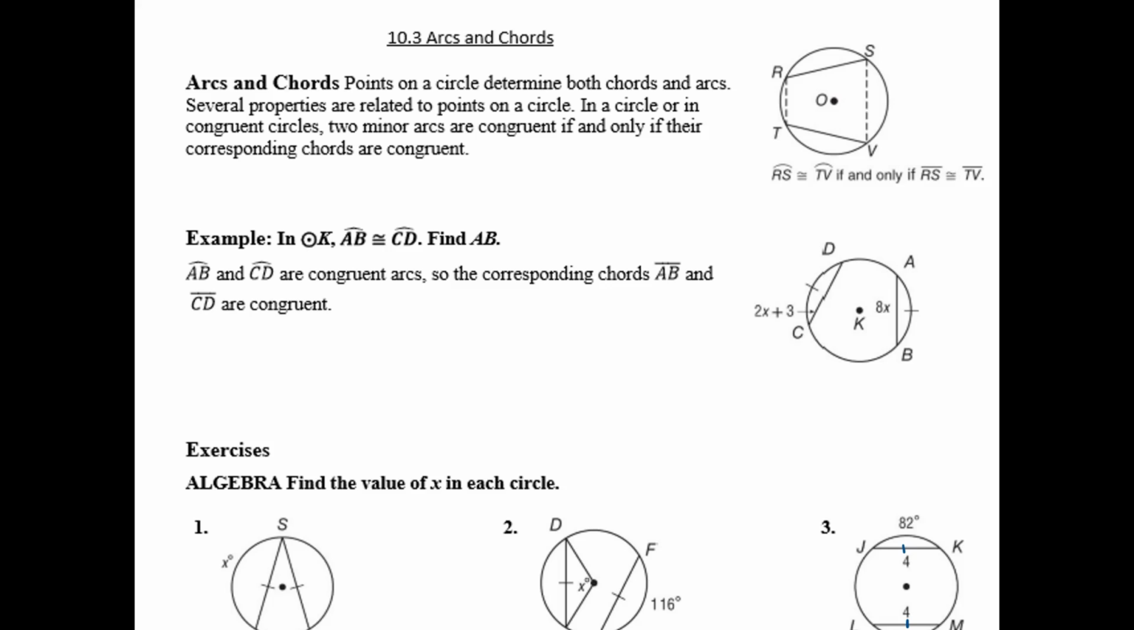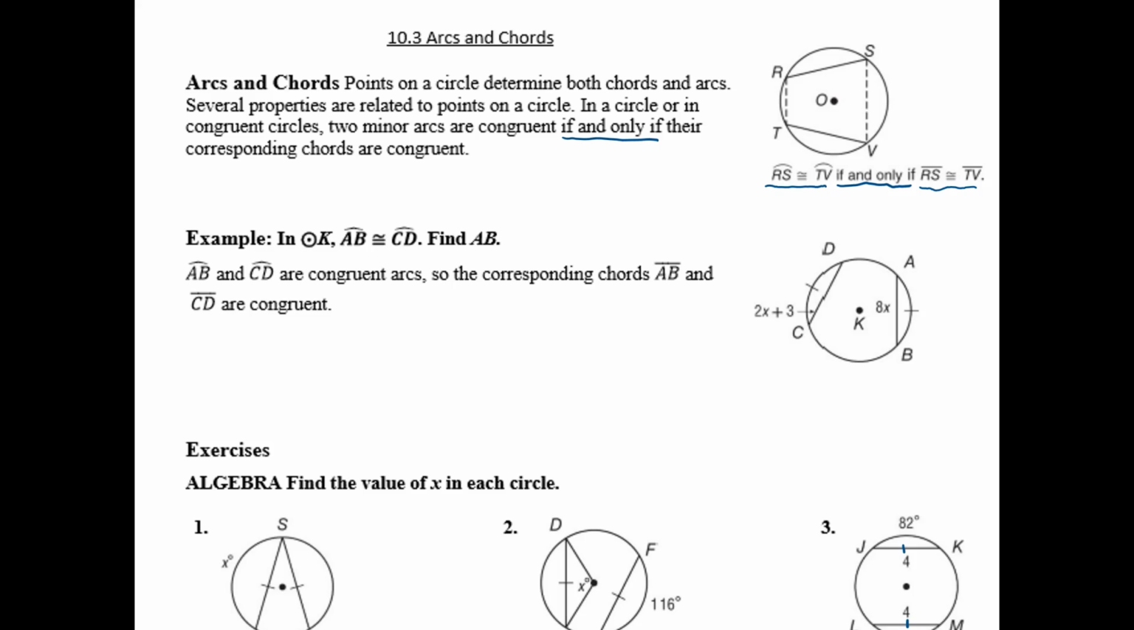In a circle or in congruent circles, two minor arcs are congruent if and only if their corresponding chords are congruent. In this circle O, we can say that arc RS is congruent to arc TV if and only if line segment RS is congruent to line segment TV. We're going to show you how to use that today.